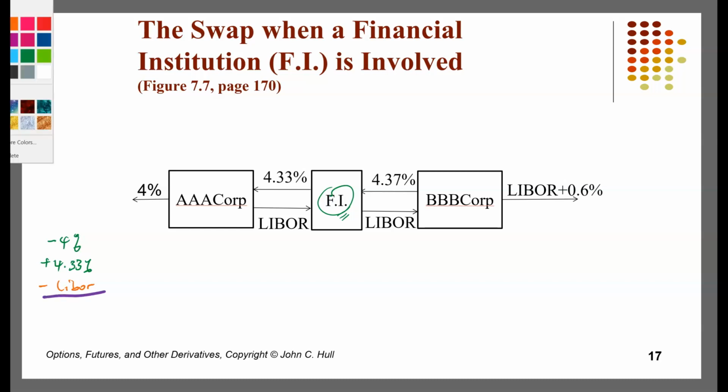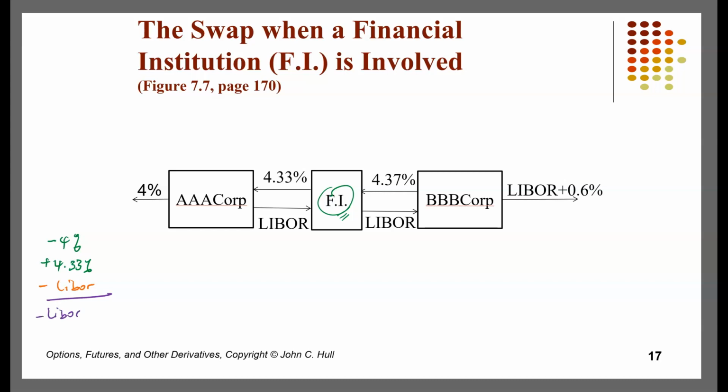Triple A is going to have LIBOR that they're going to have to pay minus 0.33%. And so the difference here is going to be minus LIBOR minus 0.33%. That is what this organization is going to pay. That's what AAA is going to pay here.